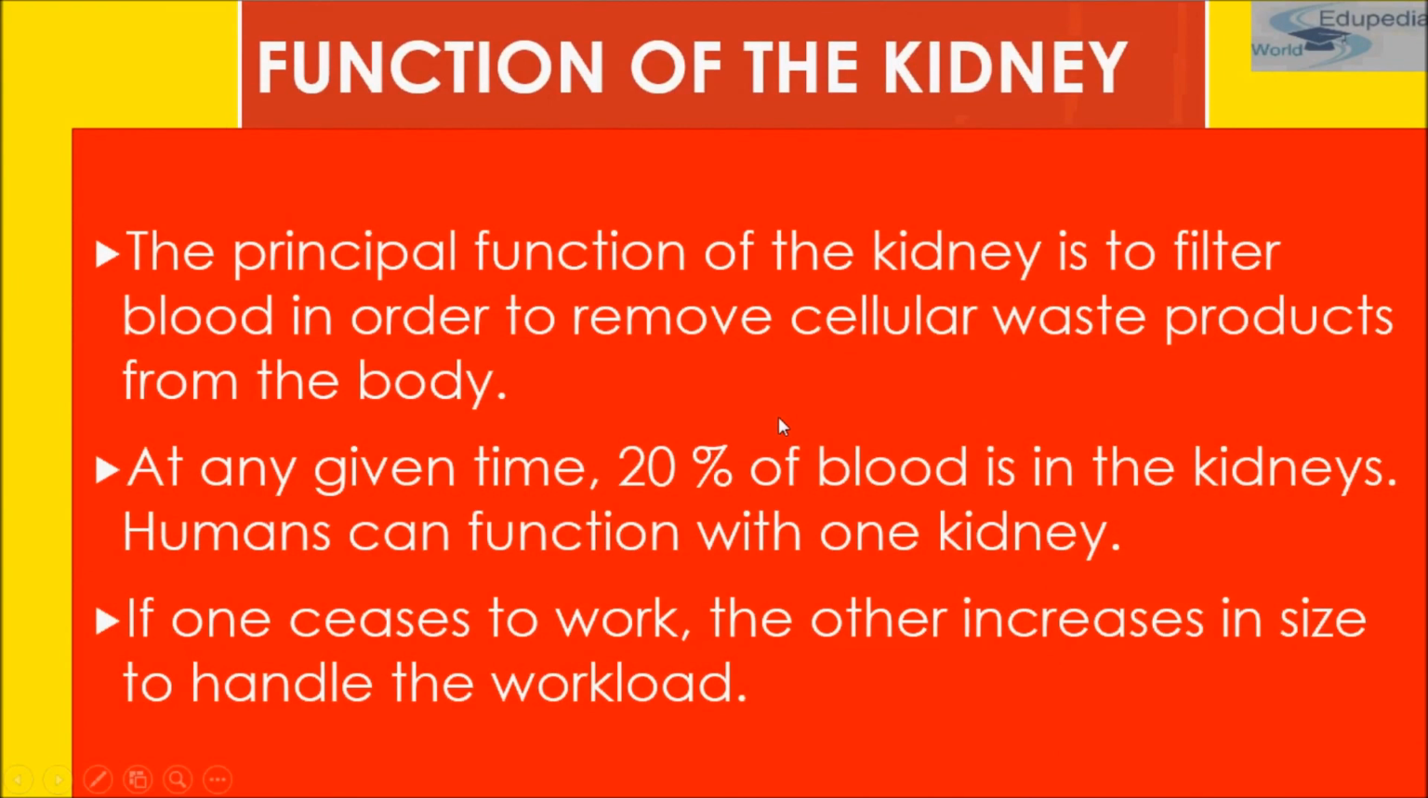Now comes the function of the kidney. The principal function of the kidney is to filter blood in order to remove cellular waste products from the body. What is the second function? At any given time, 20% of blood is in the kidneys, and a human can function with only one kidney also. If one kidney ceases to work, the other increases in size and handles the workload easily.